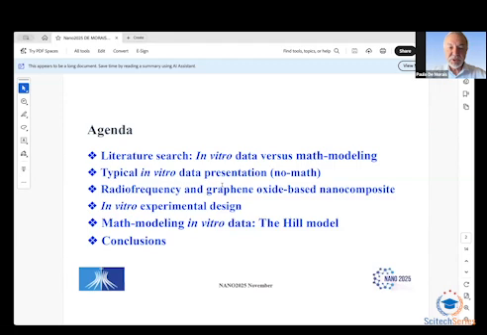And then I will switch to describe the radio frequency therapy and present the nanocomposite, which is a graphene oxide-based nanocomposite. And then I will show you the design of the in vitro experiment we performed. And then finally, I will analyze the in vitro data using a mathematical model based on the Hill model, and then I will come at the end with my conclusions. And afterwards, the session will be open for questions. I'll be happy to take the questions.